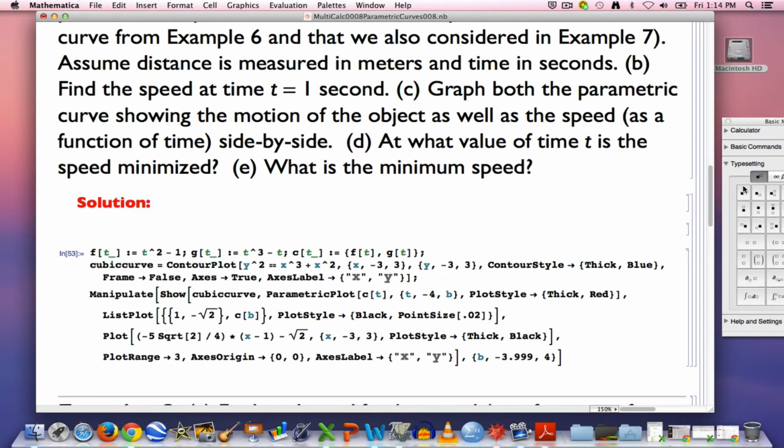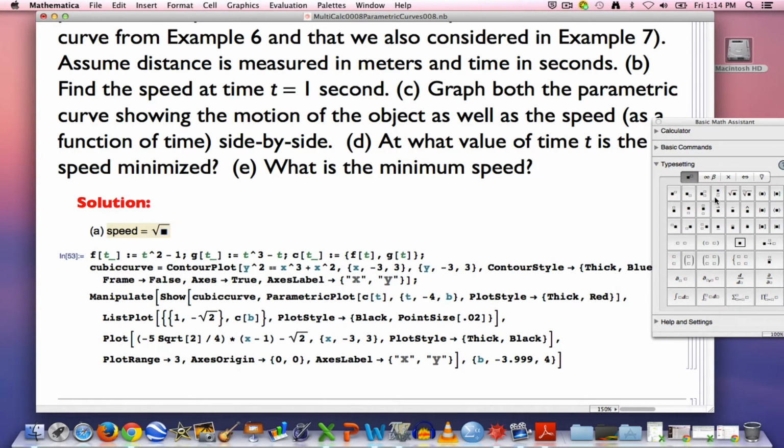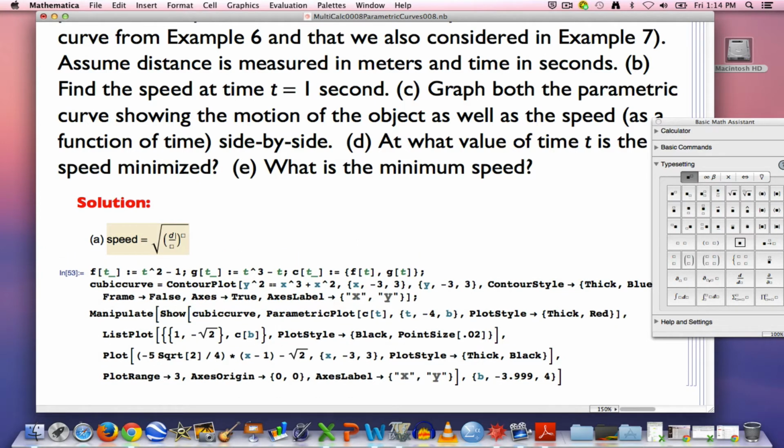First of all, the speed, I'm just going to tell you how to find it here. As a function of time, it can be found by taking the square root of the sum of the squares of the derivatives of x with respect to time and y with respect to time. I'm just telling you that, just like I told you how to use the other formula for the slope in the last video without explanation. If you know a little bit about velocity vectors, you should know that this is reasonable.